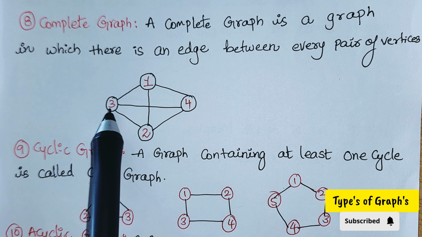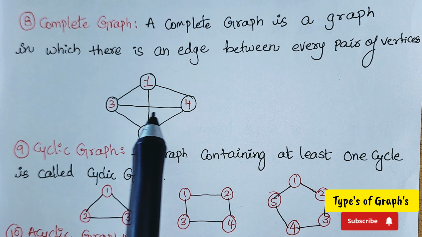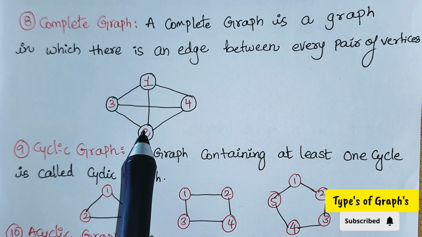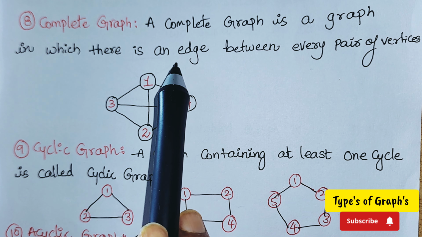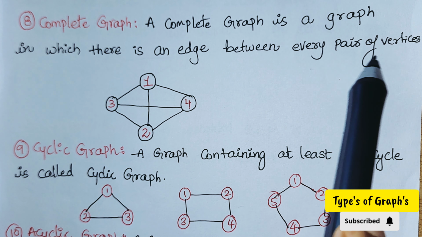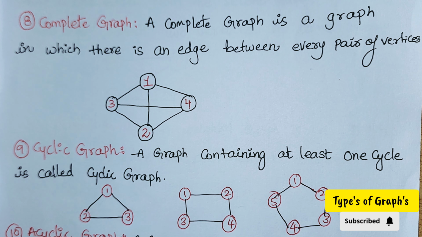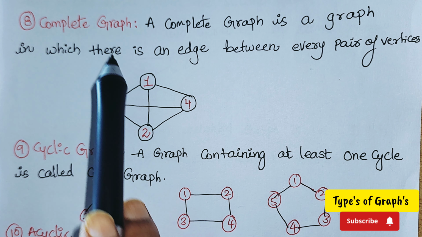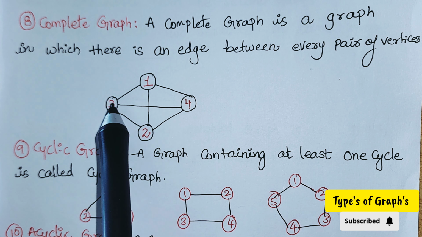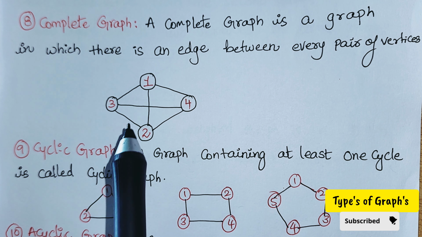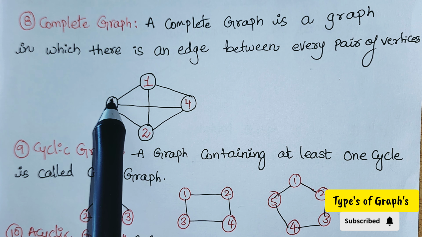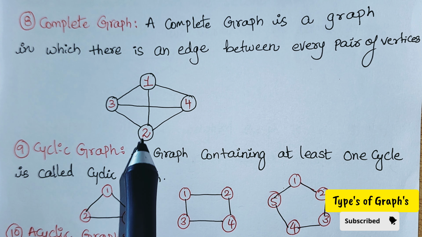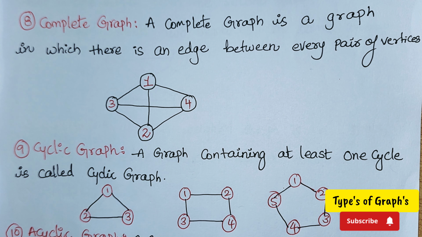You can see 3 is connected with 1, 3 is connected with 4, 3 is connected with 2. Okay, friends. So complete graph, every edge between every pair of vertices. Okay, friends. So complete graph అంటే ఏంటంటే ప్రతి వర్టెక్స్ తోటి కనెక్ట్ అయి ఉండాలి. You can see here 1 is connected with 2, 3, 4. 3 is connected with 1, 4, 2. So like this is called what we say complete graph, friends.